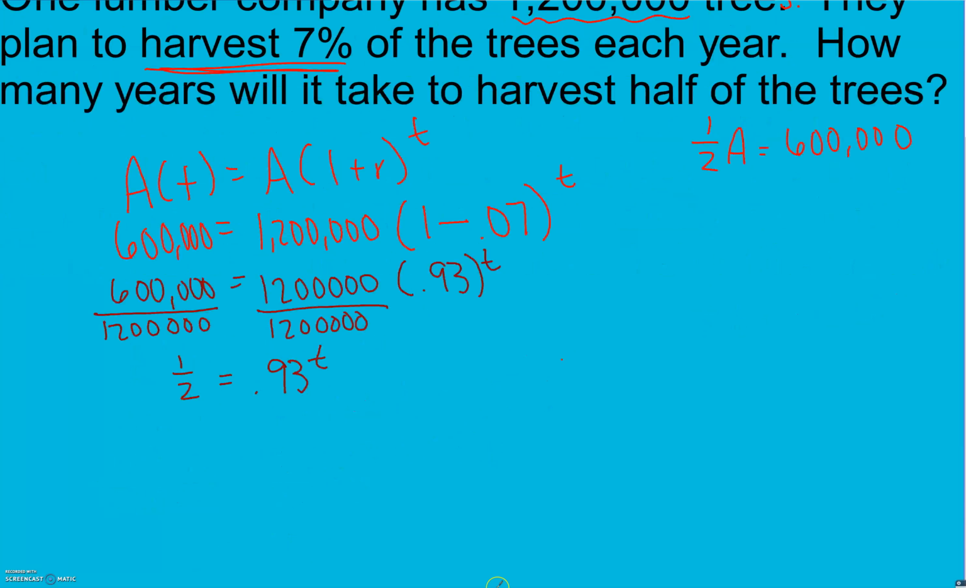Now that we know about logarithms, though, we know that anytime we have a variable in our exponent, we can solve it using logarithms. And in order to do that, we're going to take the log of both sides. So log of 1/2 equals log 0.93 to the t power. The t we can swing out front. Log of 1/2 is the same as log of 0.5. Half and 0.5 are the same.